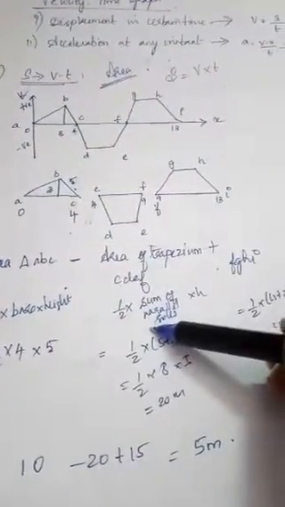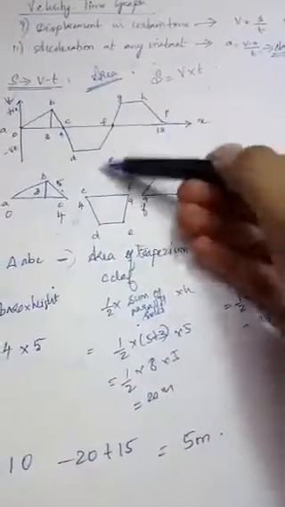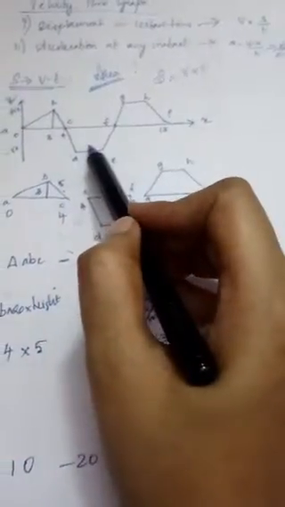Next one, area of a trapezium. Why have I given a minus sign? Because this portion is below your origin. Can you see? It is below your x-axis. This trapezium is below your x-axis.